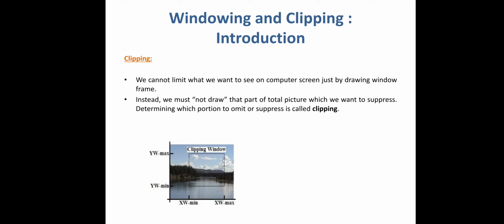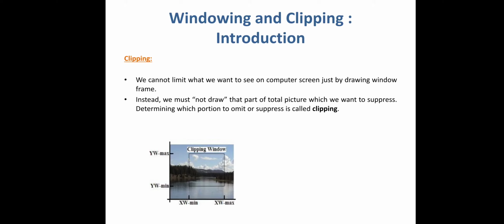It does not mean that we should not see the image which is outside the rectangular area. We can see that image also, but we want to clip. In other words, we are not drawing the portion of the scene which is outside of that rectangular area. So, determining which portion to omit or suppress is called clipping. Clipping will eliminate the object or a portion of that object which is not visible through that window.